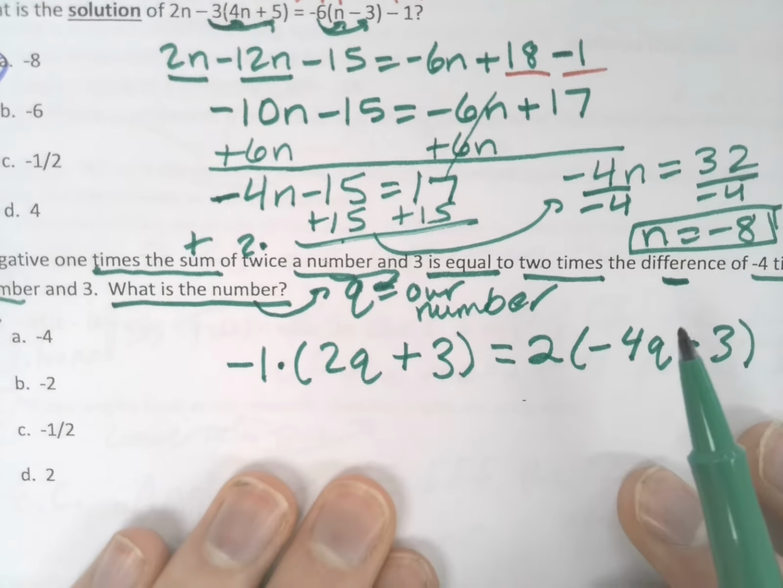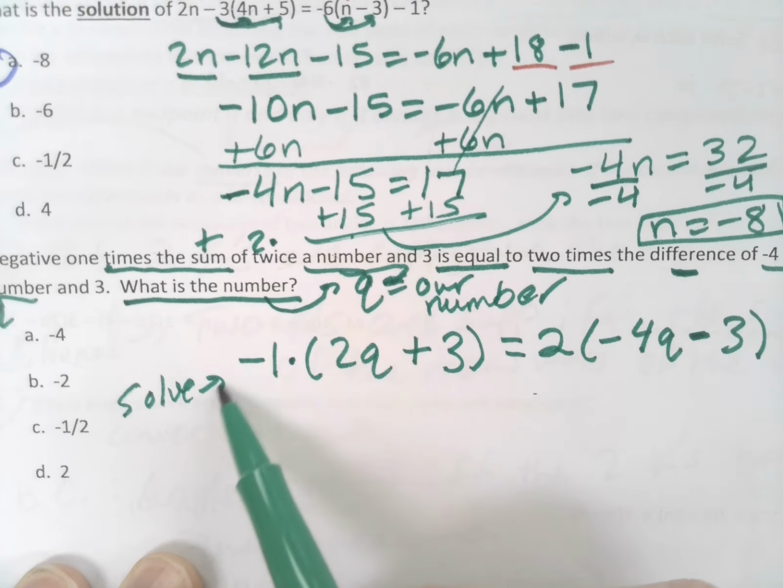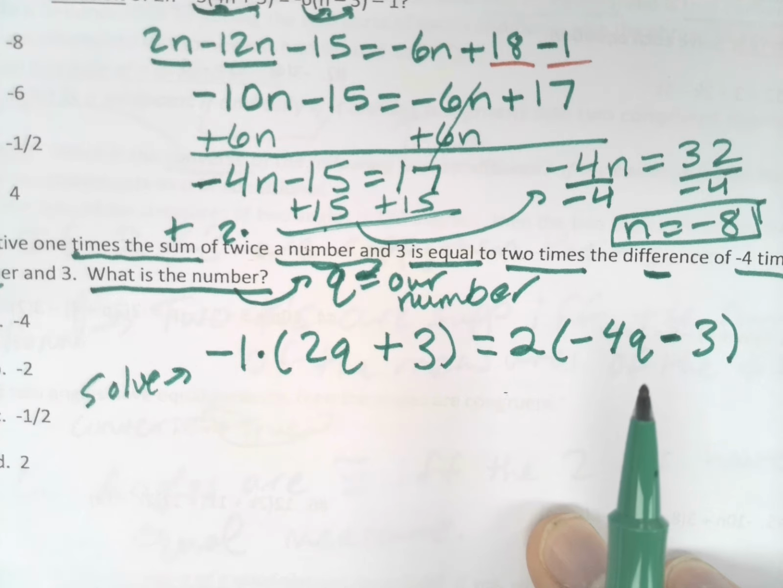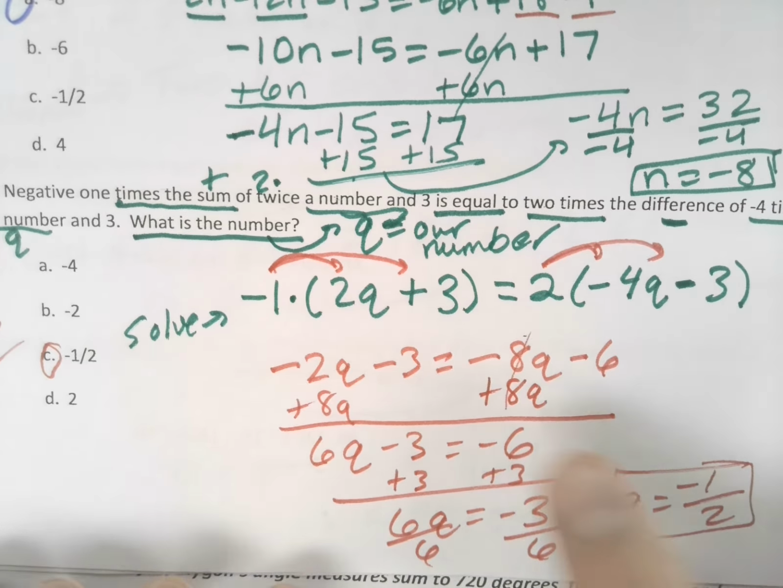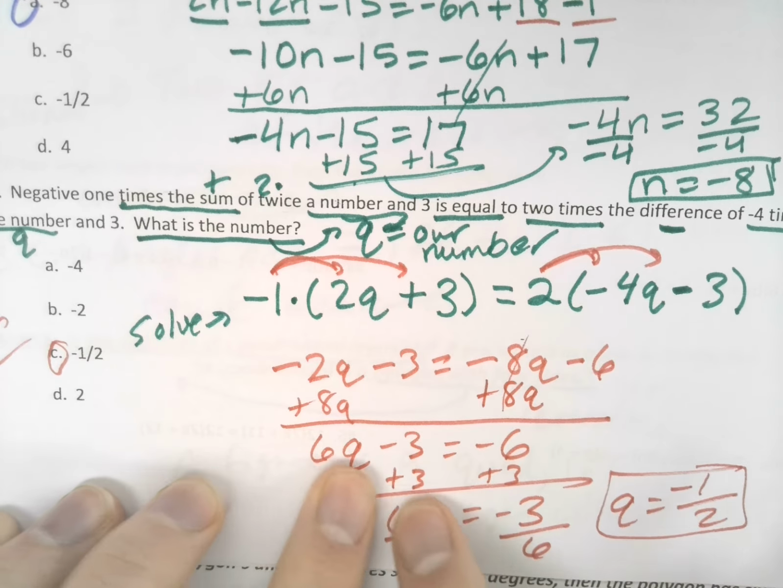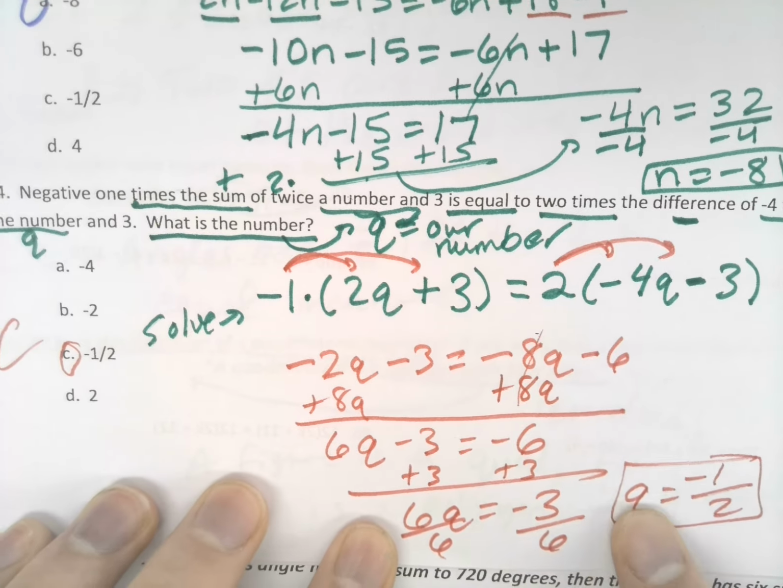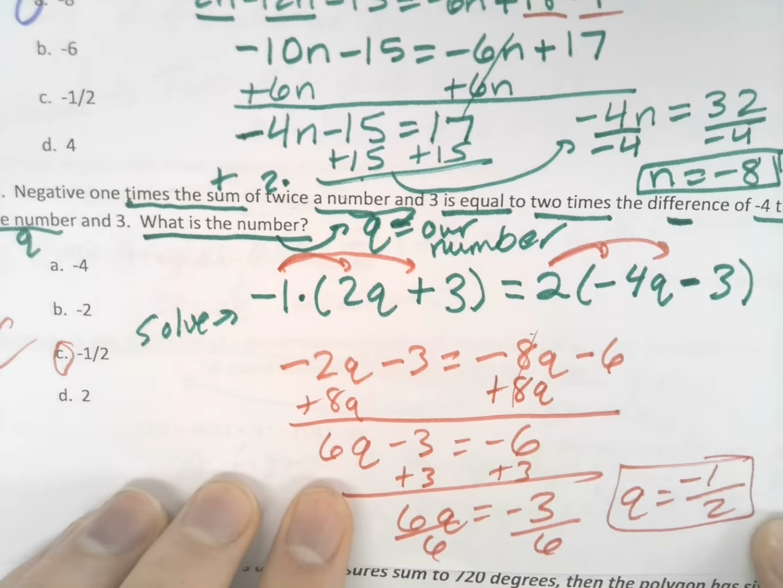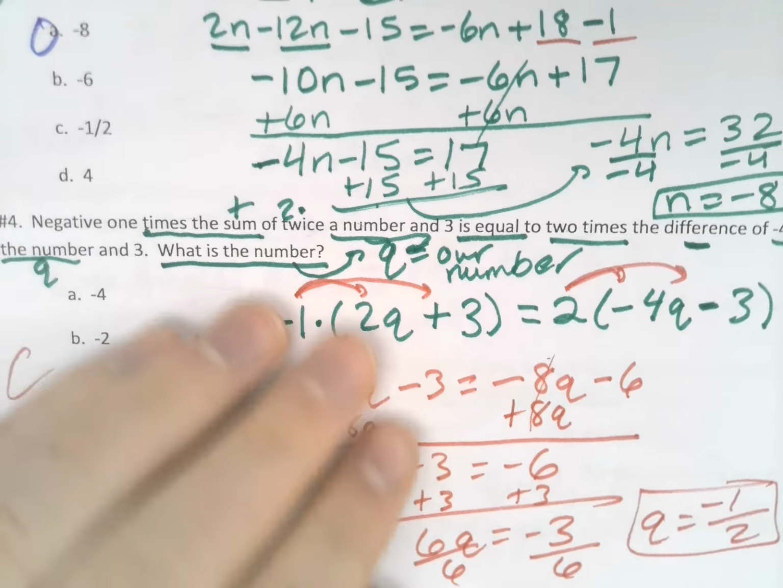Hey, we got a problem here, guys. So I'm going to pause and see if you guys can solve for me. Let's solve. Let's see how you guys did. So we distribute, combine like terms, add the number over to combine together, and then divide, and I ended up with C, negative 1/2. So really, we just have one multiple choice problem left, guys. Let's flip it on over.